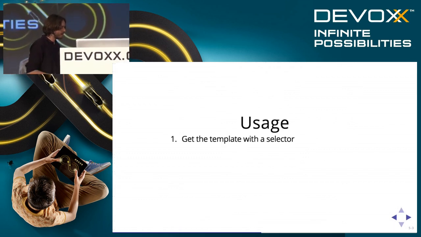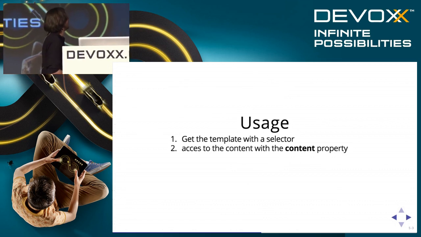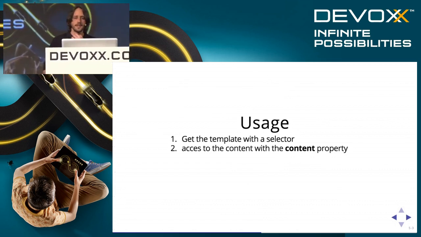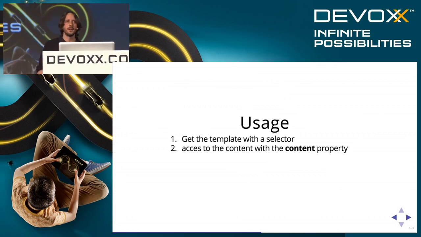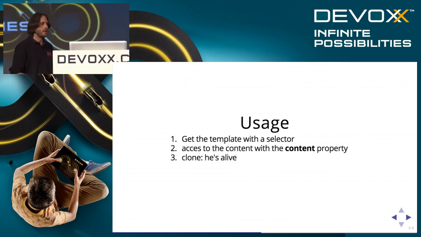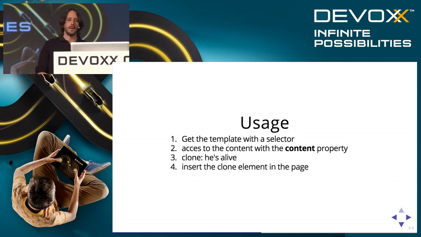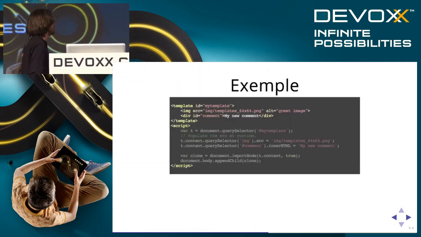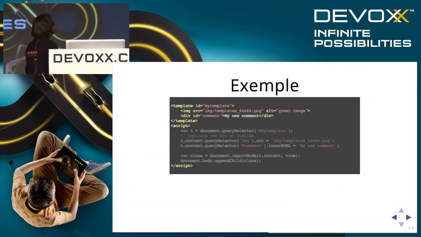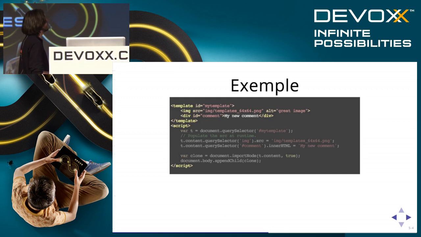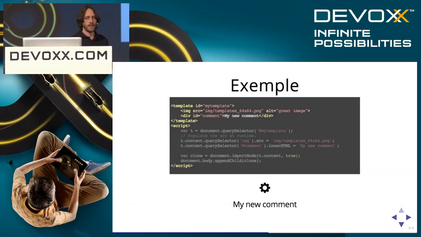You have some steps to respect. First, you have to retrieve the template with a CSS selector, and then you can access its content using the content property. You have to clone the element you want to use, and then you insert it in your page. So if you look at this example, I have my template tag with some elements inside, and then I retrieve my template. I retrieve my image in my template, and I set its source attribute. I retrieve my div, and I set its content, and then I clone the content, and I put it in my document. And here you can use the template.